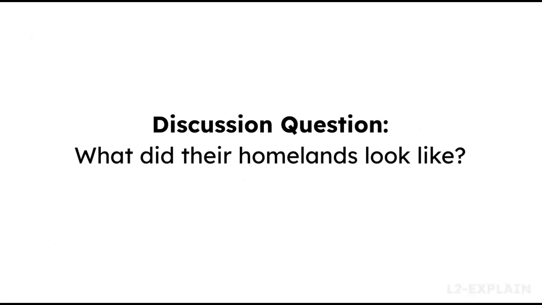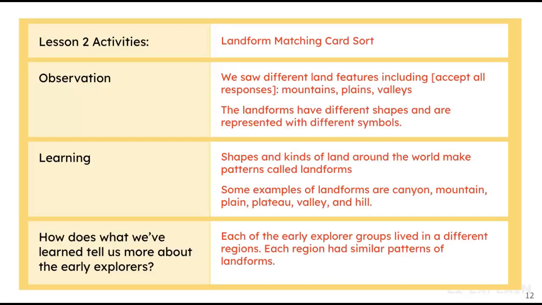In the Explain portion of the lesson, students will engage in a class discussion. You'll invite students to gather and analyze their observations around the landform cards. You'll use the provided questions to guide the discussion around what did their homelands look like. The goal of this discussion is to identify patterns in the landforms and bodies of water they have identified in the cards. You'll use the discussion to create the Lesson 2 summary chart.